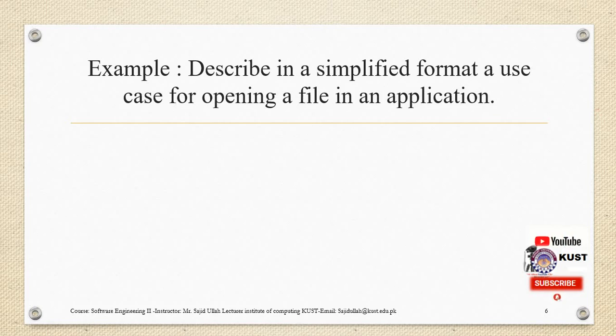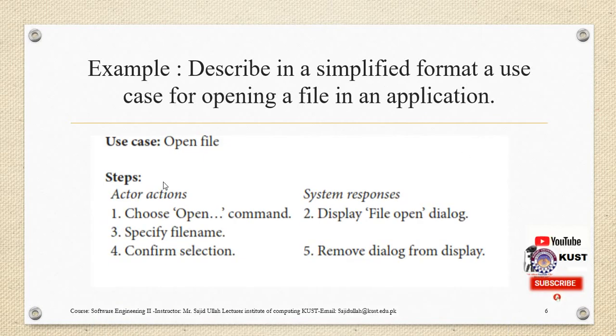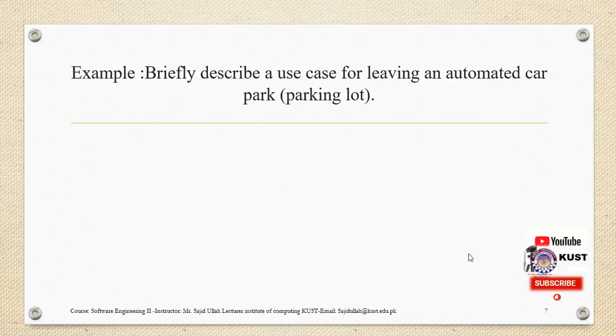This is an example. Describe, in a simplified format, a use case for opening a file in any text editor. In simplified format, we will just write its name and steps. The name is open file. On left side we have actor action, on right side we have system response. Actor will choose the open command, system will display file open dialog box. Actor will specify the file name and confirm its selection, and the system will remove the dialog box from the display.